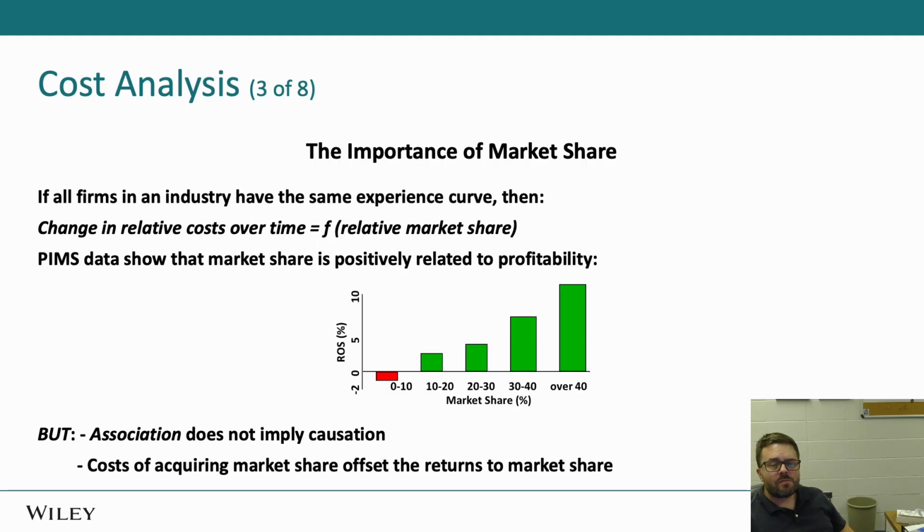It mentions here there's a caveat. Association does not imply causation, right? First thing we learn in statistics is that correlation does not equal causation. However, the theory behind this is pretty strong, and the association is pretty strong. So it's worth paying attention to.